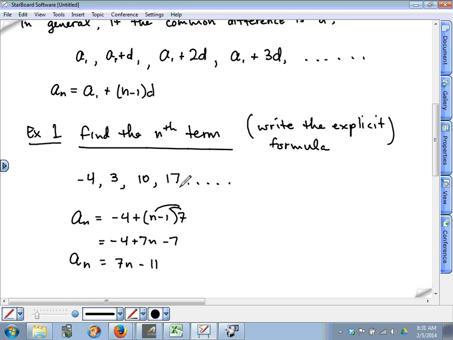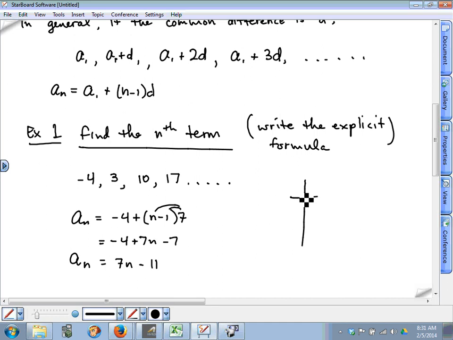If it is arithmetic, then it is modeled by a linear function, true or false? If it's arithmetic, we can use a linear function to model it. True, right? If it is linear, that means it's going to have a slope, correct? What's the slope going to be? The number that you're adding every time, the common difference.